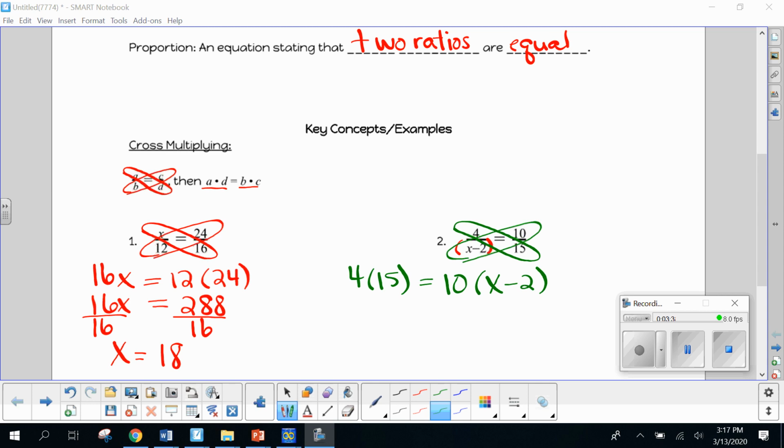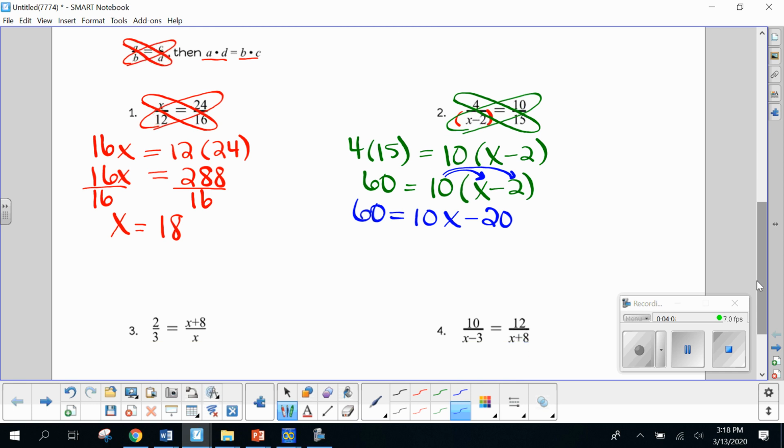Okay, well, 4 times 15 is going to give me 60. And then I have is equal to 10 times the quantity x minus 2 again. Well, right here we have a multi-step equation where we're going to distribute the 10 inside the parentheses. So I'm going to rewrite that as 60 is equal to 10x minus 20. This is a two-step equation. Let's get rid of the 20. I'm going to add 20 to both sides. And I have 80 is equal to 10x.